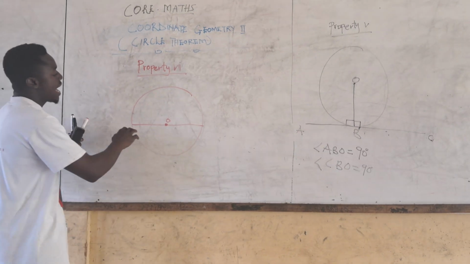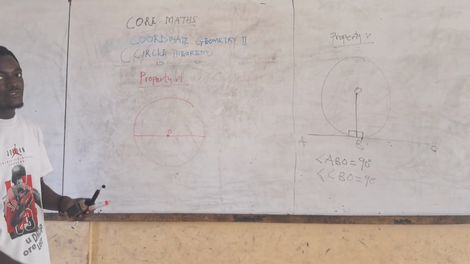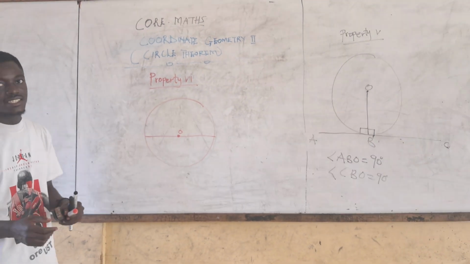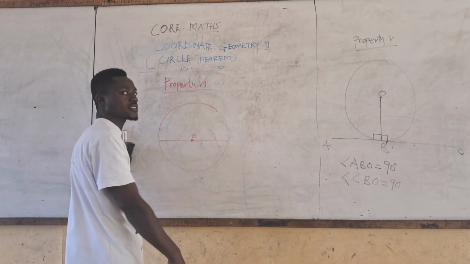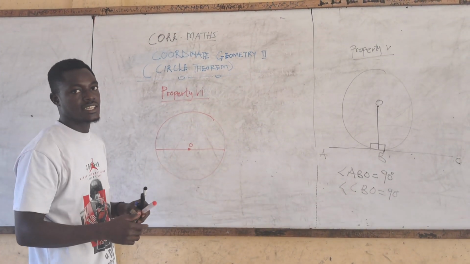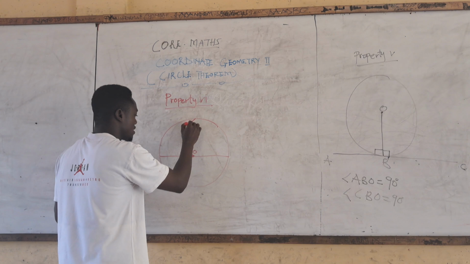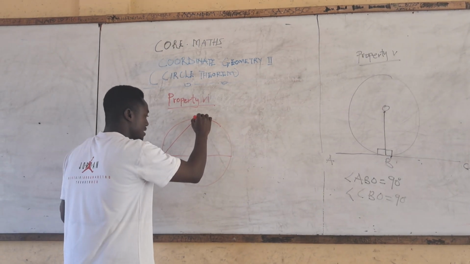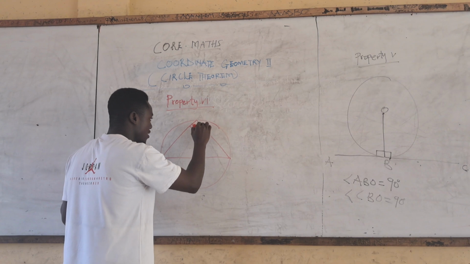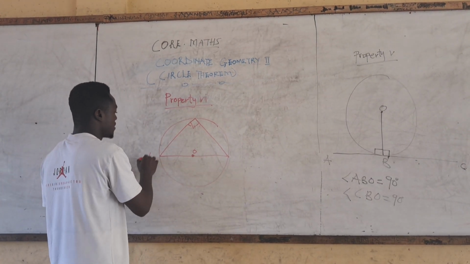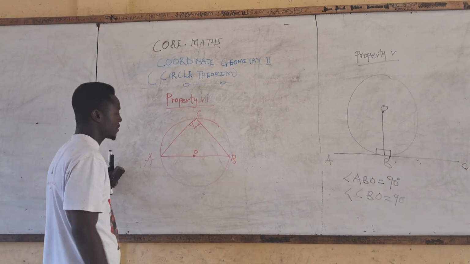So the angle the diameter sustains at any part of the circumference is what? 90 degrees. So this is how it is. You see we have this diameter sustaining an angle here, and this angle is what? 90 degrees.